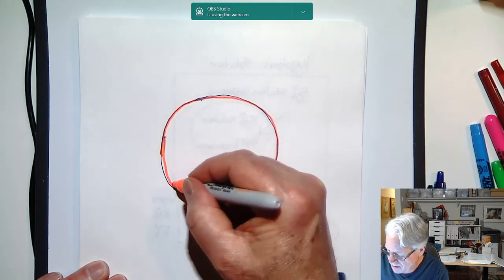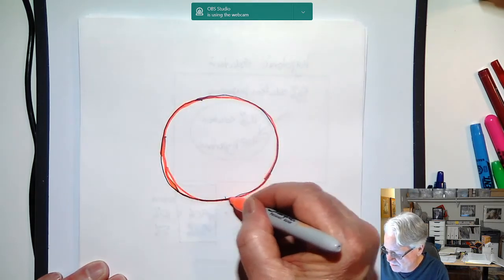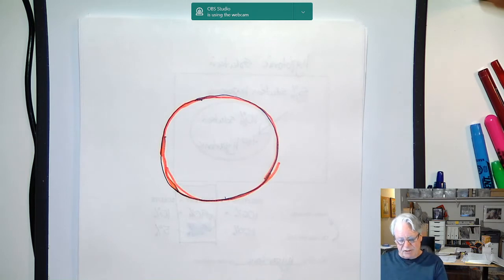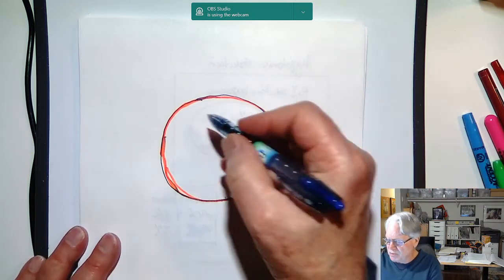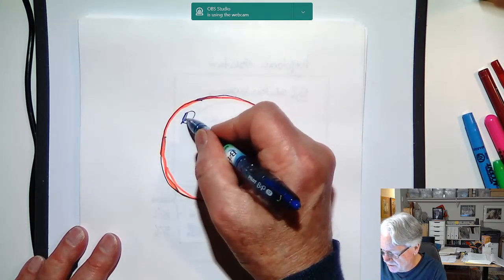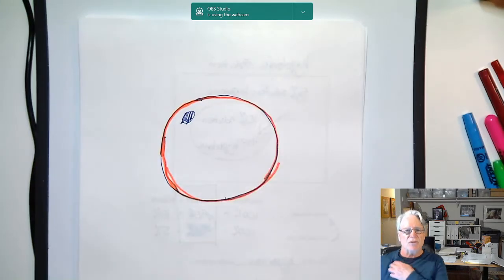All right. So there it is. This is our cell. It's a happy cell right now. And let's go ahead and bring in a nucleus. So that's the nucleus. Okay. Well, there's our cell.